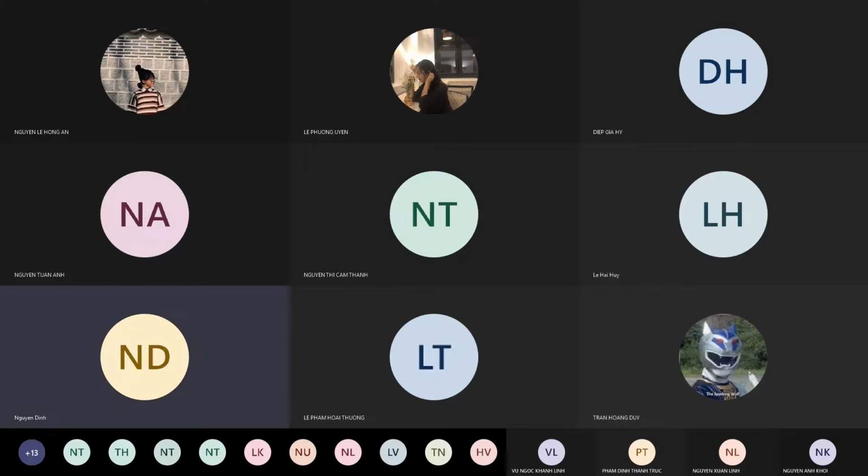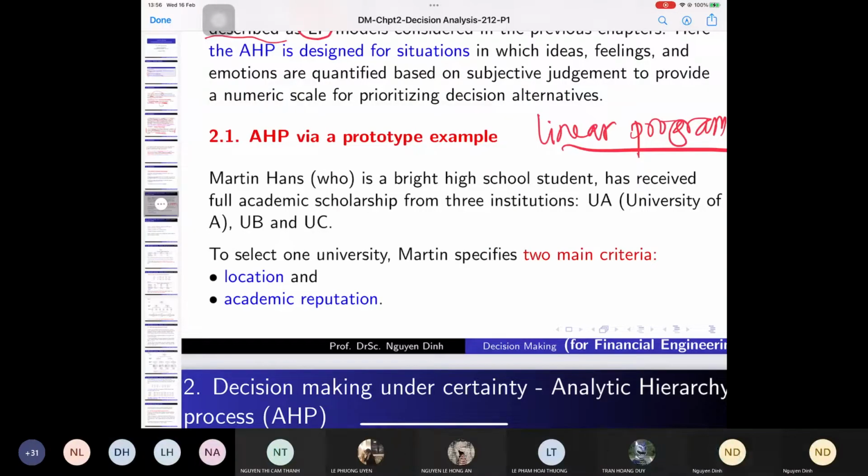The AHP via prototype example. You see it? Yes, sir. Okay. So prototype is a typical example. Now, for this case, it is a problem that I told you last week. I used this to make an introduction to decision making. But now we study it again, and I just want to repeat it, so that you can understand this example clearly. So now we listen again.